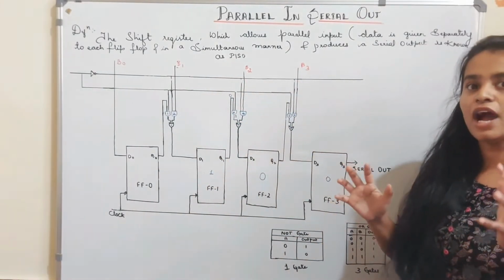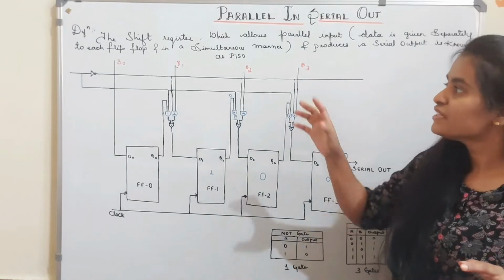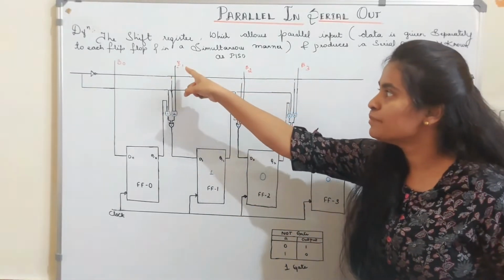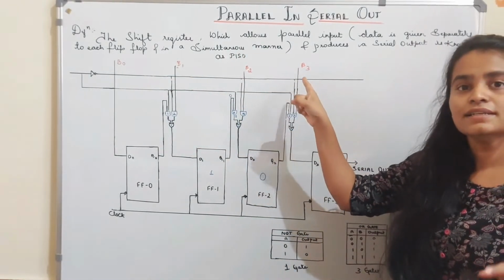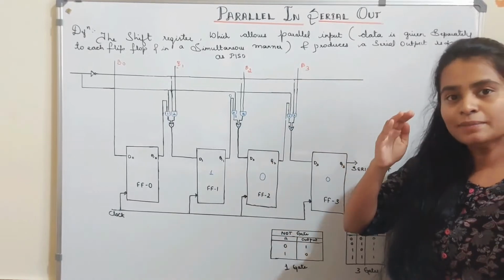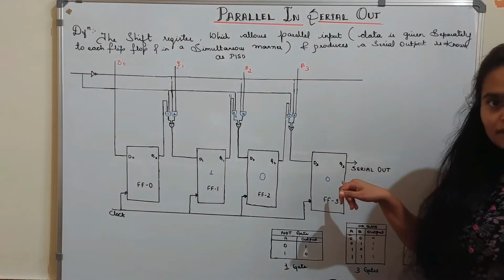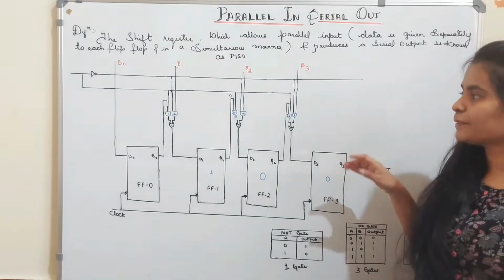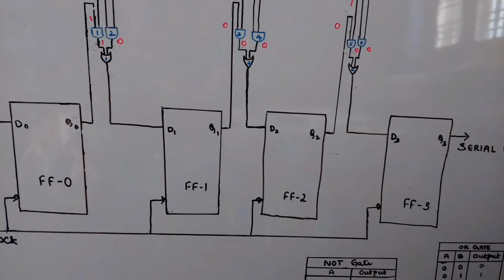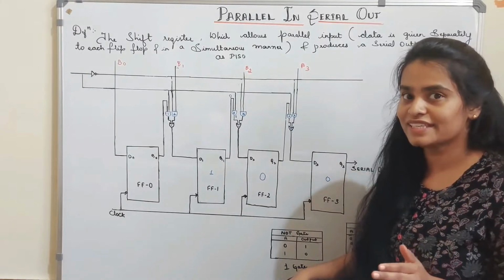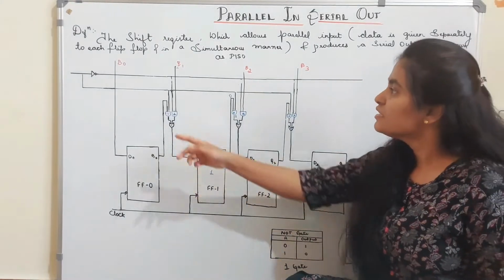Now let's see how exactly the data bits are being given. Here you can see B0, B1, B2, B3 is the data which is being given in a parallel format, and Q3 is the serial out. That is, data is fetched in the serial format. If you take a closer look, D0, D1, D2, D3 is the input and Q0, Q1, Q2, Q3 is the output. Let's see how exactly the construction is being done.